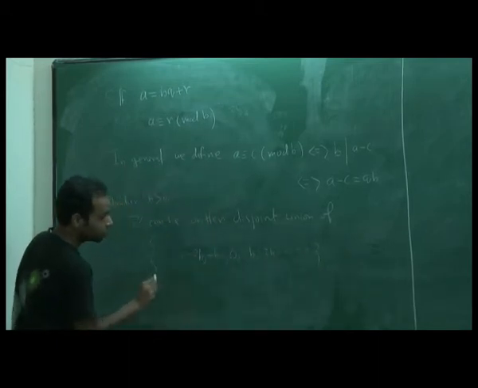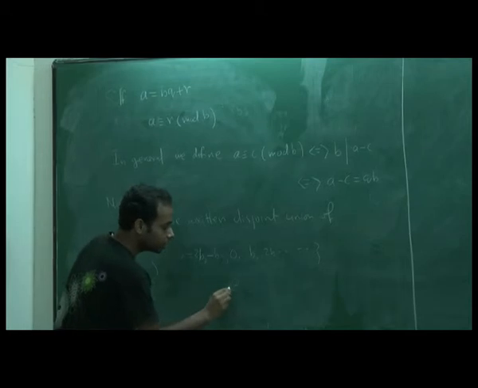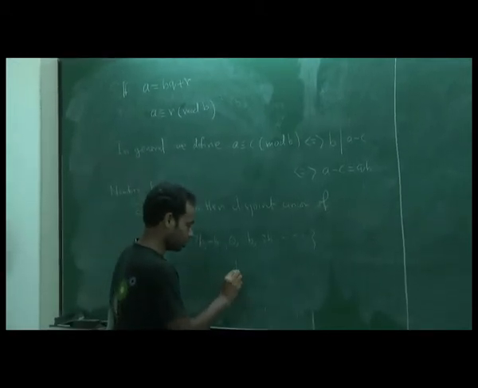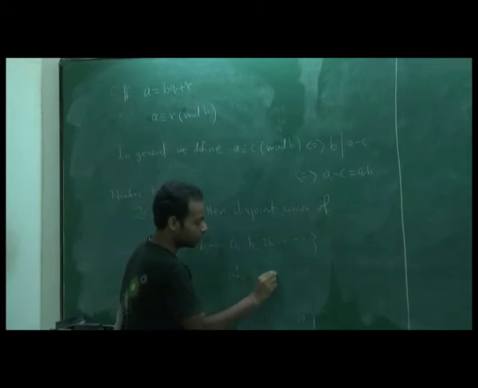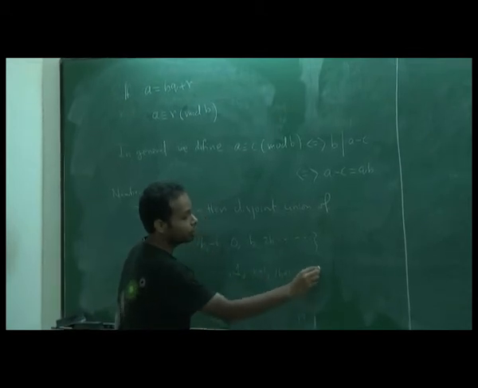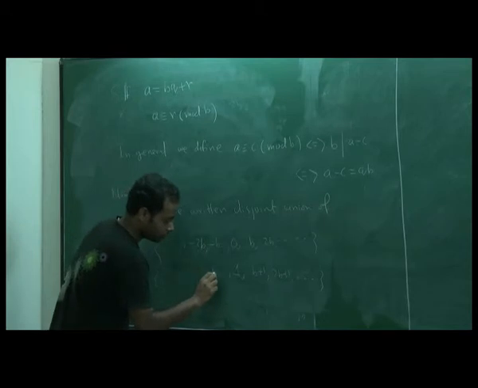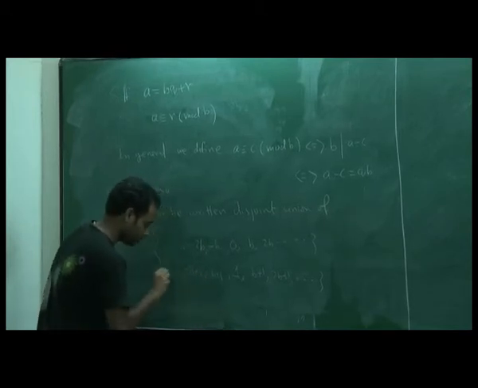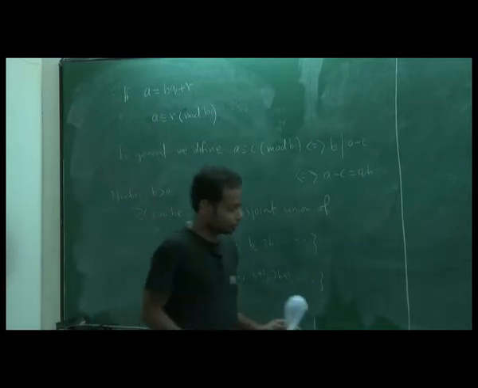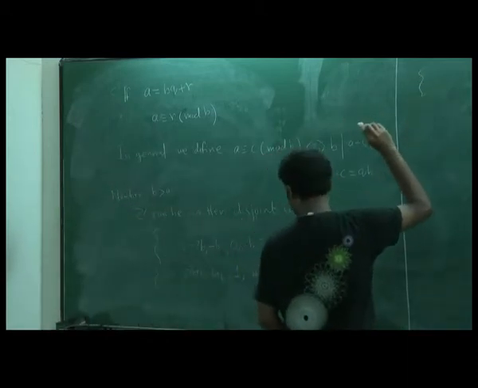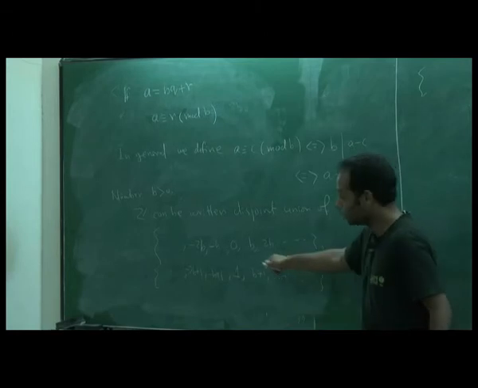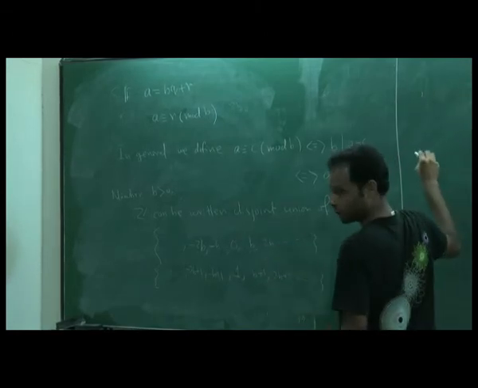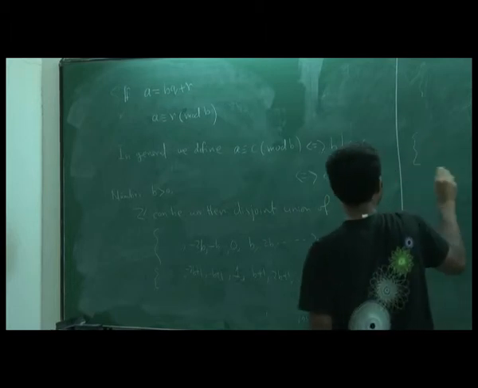Then there are these sets, each of which doesn't have any element in common with this set: 1, b plus 1, 2b plus 1, minus b plus 1, minus 2b plus 1, and so on. These two sets don't have any element in common when you add 2 to each of them. And so on, you go up to adding b minus 1.